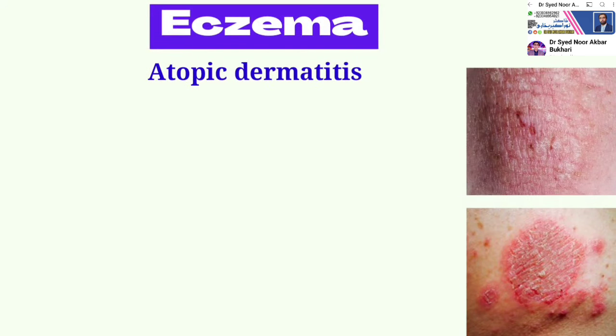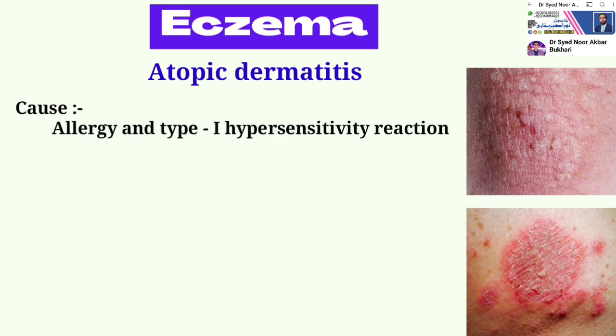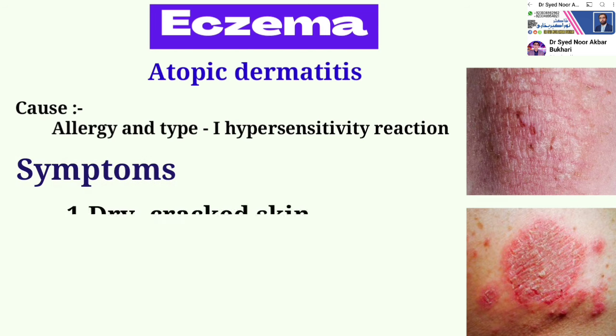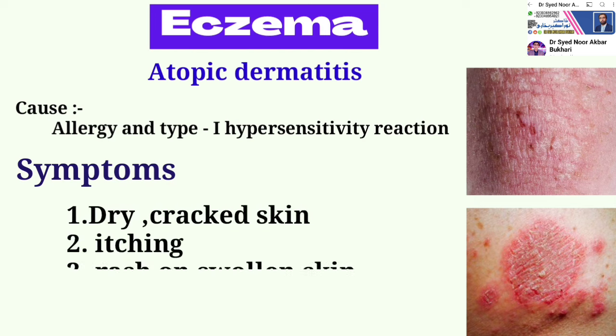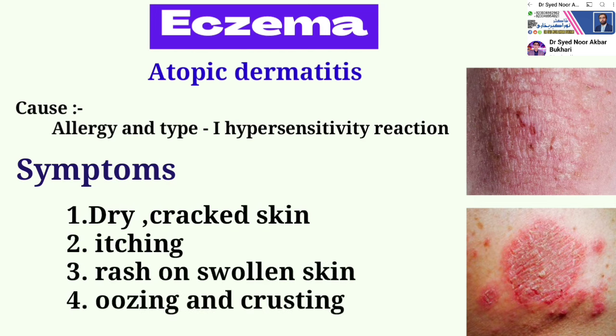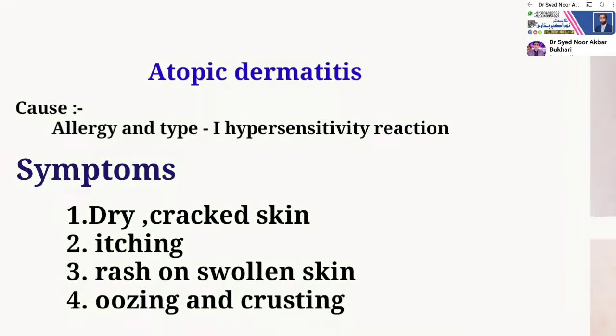Next is eczema, in which we are discussing atopic dermatitis, which is caused by allergy and type 1 hypersensitivity reaction. The main signs and symptoms of eczema are itchy papules that form in the flexures of the body like the elbow, knee joints and other flexural areas. There will be dry, cracked skin, itching, rashes and swelling of the skin, and oozing and crusting lesions.